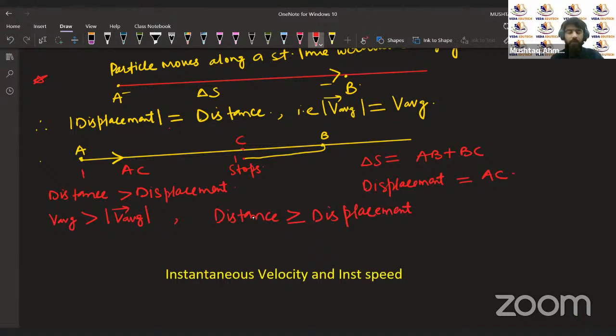In general, distance will be either greater than or equal to displacement. And it will be equal only when the particle is moving along a straight line without changing or reversing its direction. Similarly, we can say that average speed is greater than or equal to the magnitude of the average velocity. So these are the two important points: average speed is in general greater than or equal to the magnitude of average velocity, and distance is in general greater than or equal to displacement.